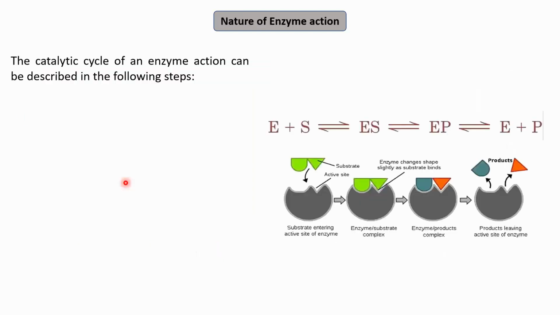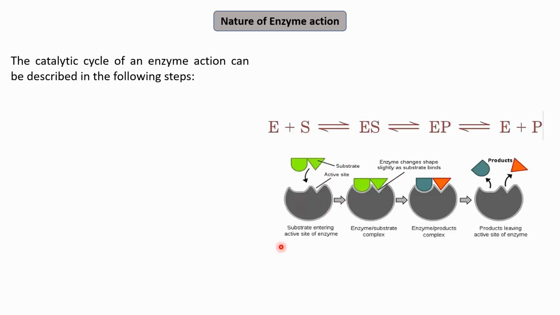So how does the enzyme function? What is the nature of the enzyme action? The catalytic cycle of an enzyme action can be described in the following 4 steps. So this is the diagrammatic representation. In the first figure, we can clearly see that this gray represents the enzyme, and these crevices or pockets represent the active site. The active site is the site where the substrate comes, fits and binds with the enzyme.